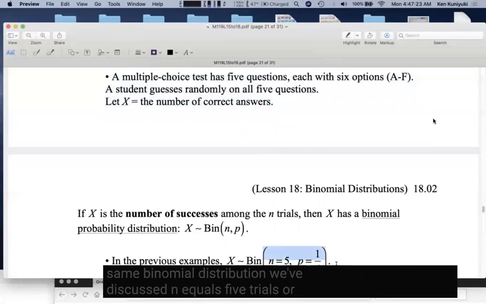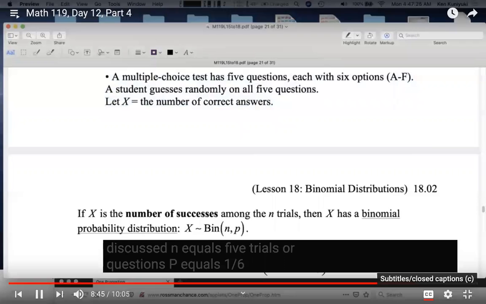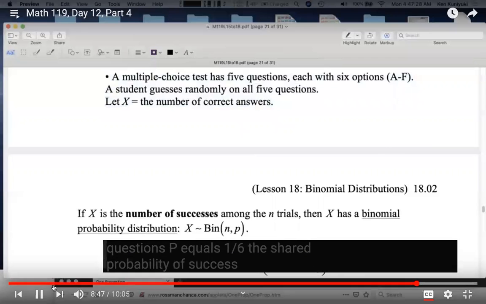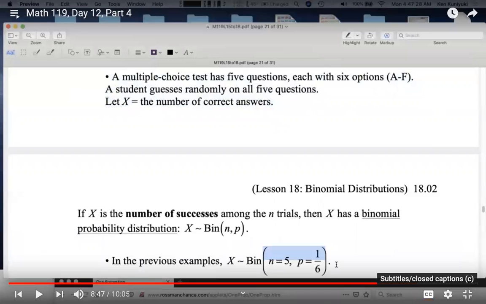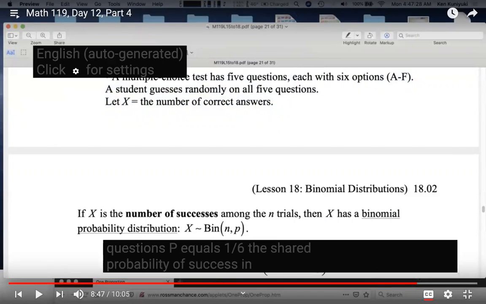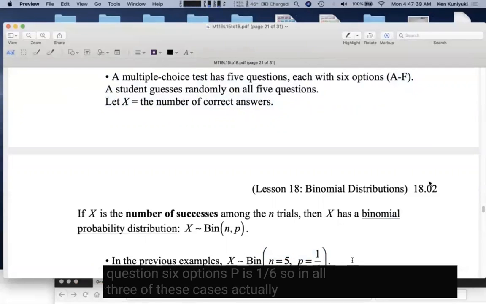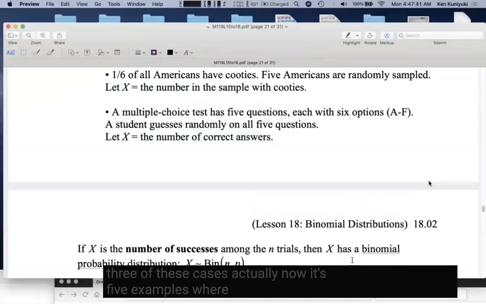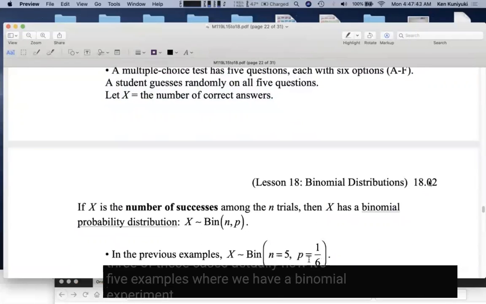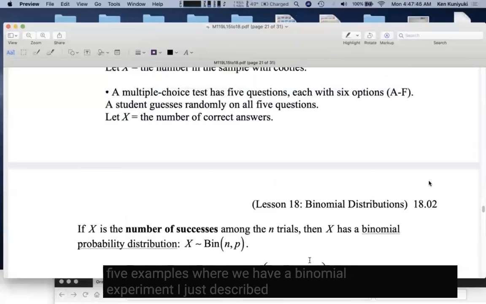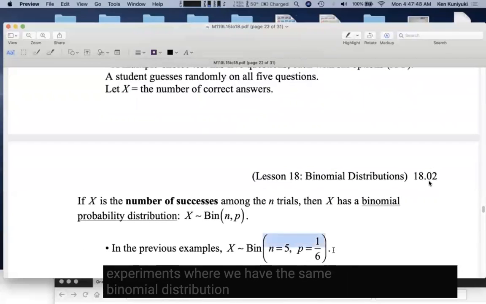And again, it has the same binomial distribution we've discussed. N equals 5 trials or questions. P equals 1/6, the shared probability of success. Here, let me just show that again. Same distribution for all these examples. In this case, the student guesses randomly. On any given question, 6 options, P is 1/6. So in all of these cases, actually, now it's 3 examples where we have a binomial experiment. I just described 3 experiments where we have the same binomial distribution.